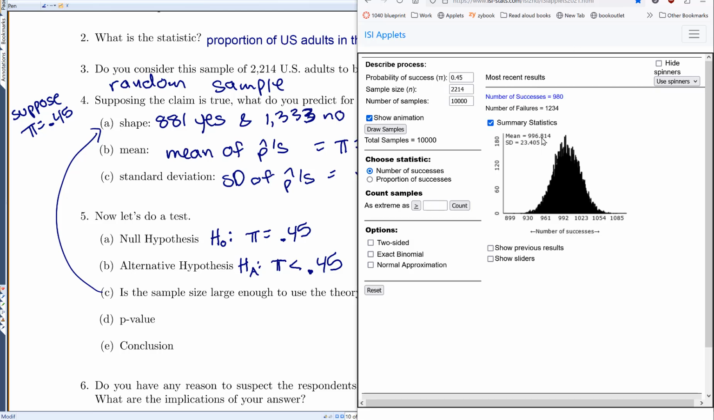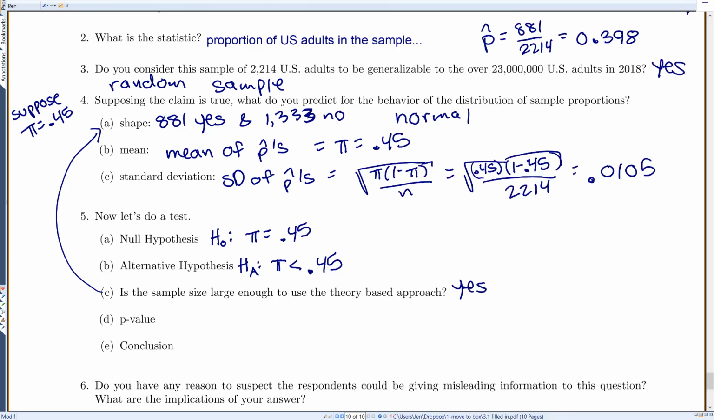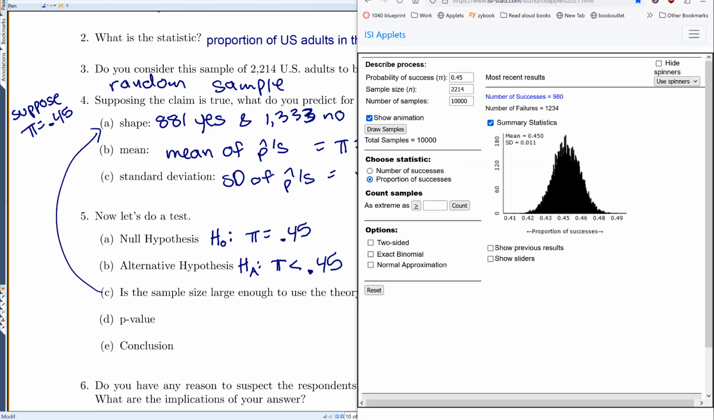Okay, now I can click the summary statistics here. You'll notice, oh, my mean, that's really high. That's not what I was expecting. Oh, because it's on the number of successes, not the proportion. Okay, so now my mean is 0.45. That's exactly what I predicted up here on number 4. My SD is 0.011. So that's just off a bit by rounding because, again, it's a simulation, but about what I predicted.